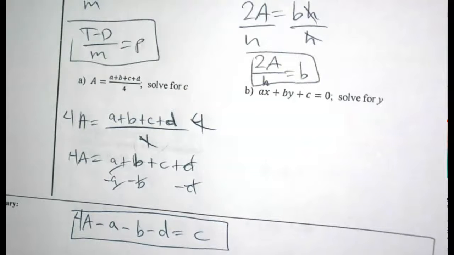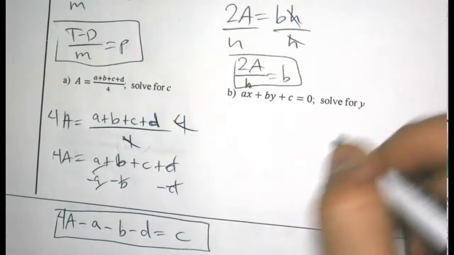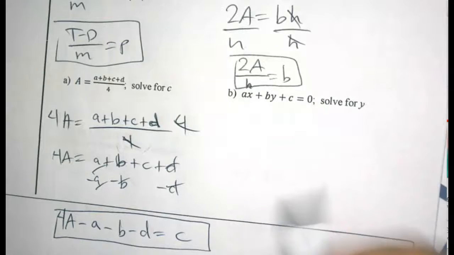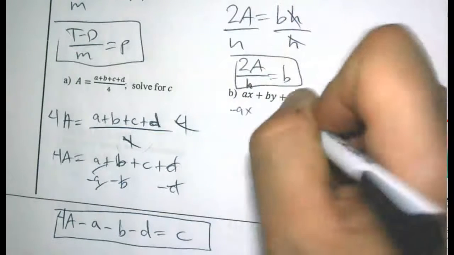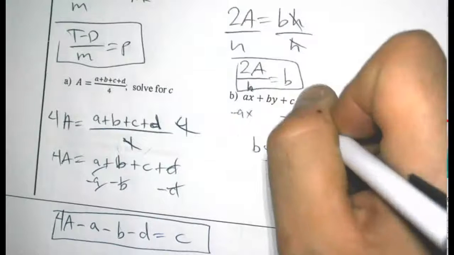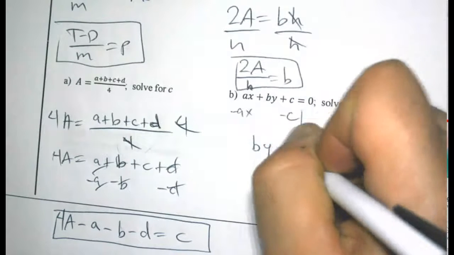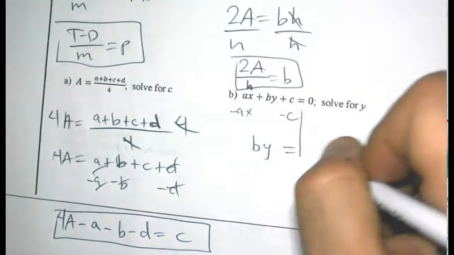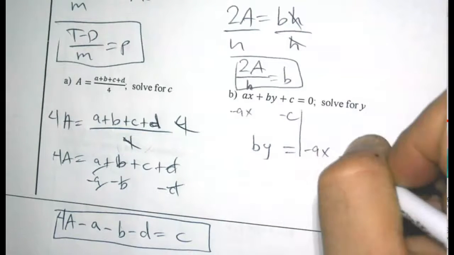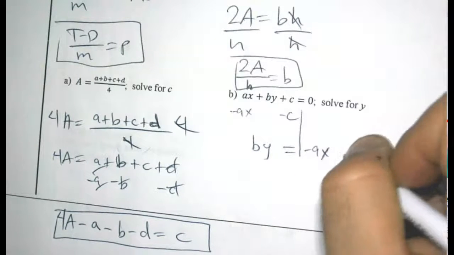Last one, okay? So I'm trying to get y by itself, guys. So first thing I'm going to do here is subtract ax and subtract c, minus ax, minus c. Those will subtract over to the other side. Bring down the by. By equals, over here I just had a 0, so 0 minus ax is just negative ax still. 0 is kind of irrelevant at this point.